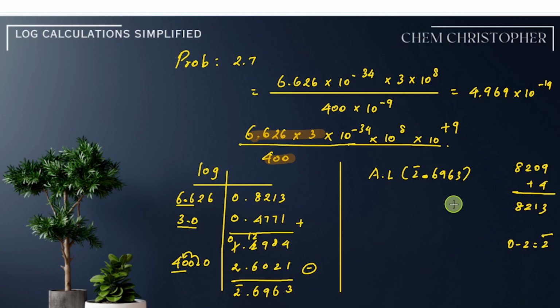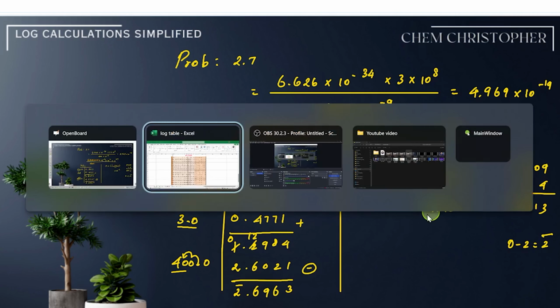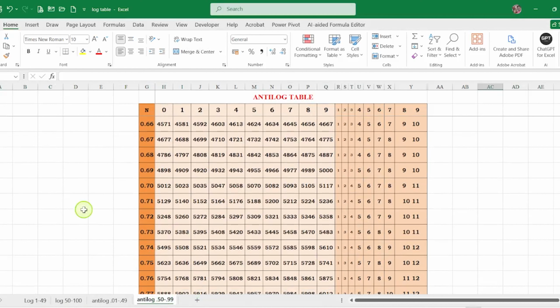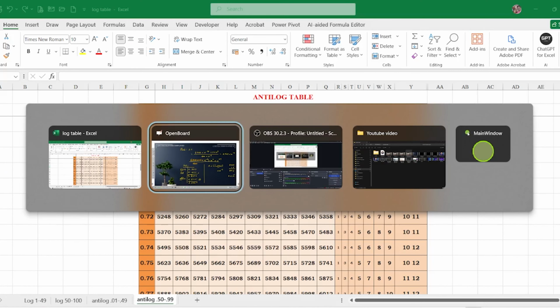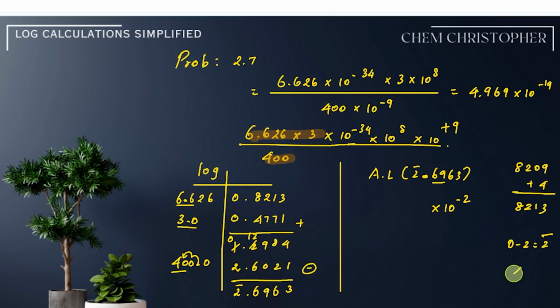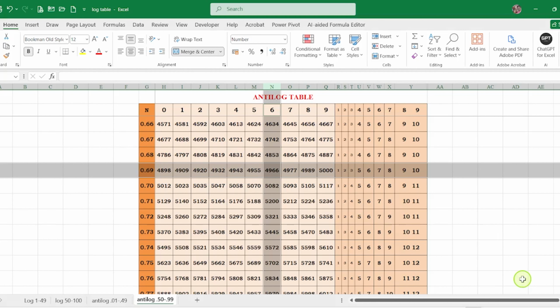Whatever number I have before the decimal place, raise it to the 10 powers. That's it. So now I need to take the antilog value, antilog table. Look in which row? 69th row. Go to the antilog table. 0.69, I have chosen it. The next thing, under 6. Under 6, it is 4966.